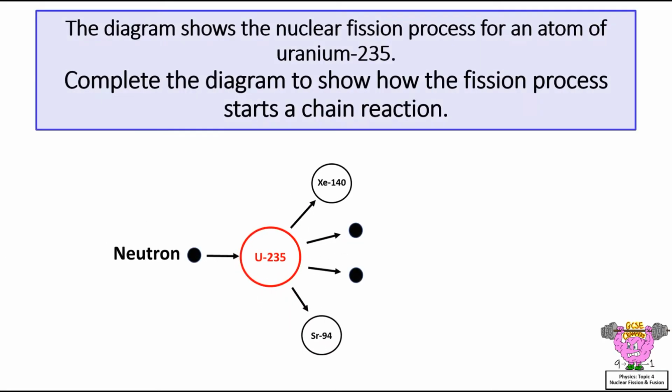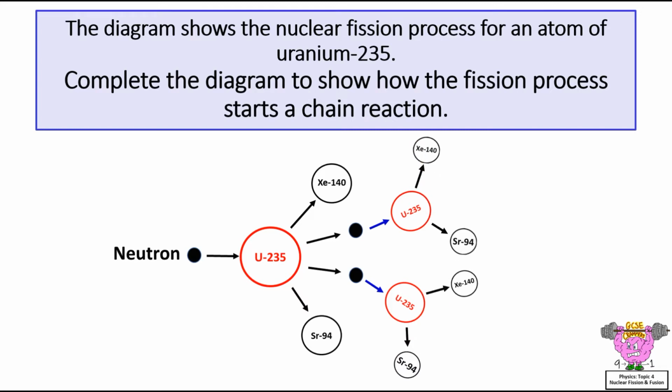The diagram shows the nuclear fission process for an atom of uranium-235. Complete the diagram to show how the fission process starts a chain reaction. You'll need to show the neutrons hitting other U-235 nuclei. Then show each of the U-235 nuclei splitting to produce another Xe-140 and Sr-94, and 2 more neutrons, etc. The chain reaction goes on.